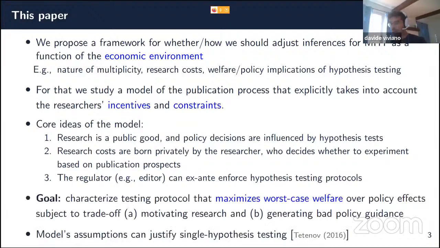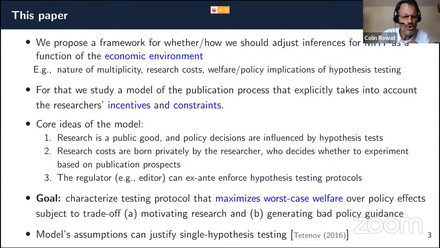Now, given this framework, our goal is to characterize the testing protocol that maximizes the worst case welfare. Now, worst case with respect to the possible effects that your recommendation, that is your test, is going to induce from a policymaking perspective, but at the same time needs to trade off two different objectives. One is avoiding bad policy advice, but the second one is also to motivate research, and so still induce researchers to conduct research when research can have some positive effects. Now, the assumption of the model can just, please, yes.